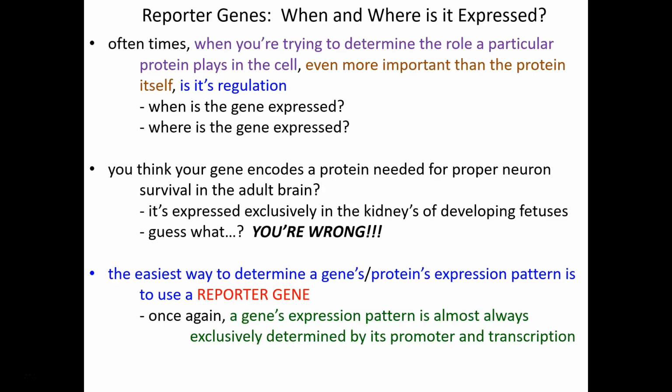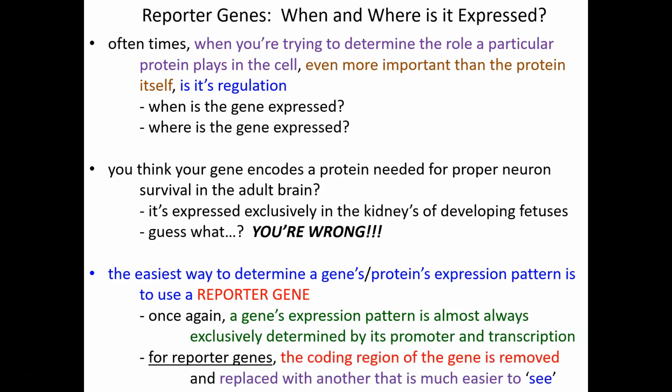So, once again, a gene's expression pattern is almost always exclusively determined by its promoter, its regulatory sequences, and its transcription. We made that point in Unit 1. Almost all genes are regulated at the level of transcription initiation for energy efficiency. So if we can measure that regulation of transcription initiation using reporter genes, we can answer the question of when does the cell want this gene on.